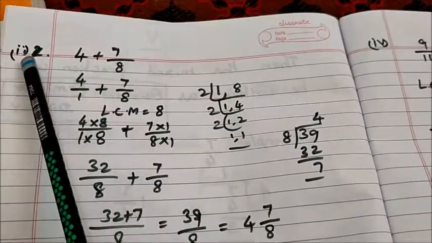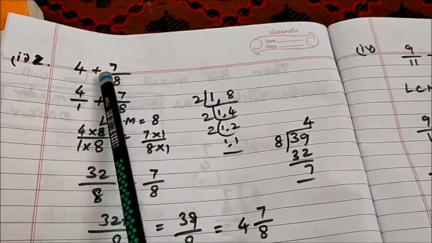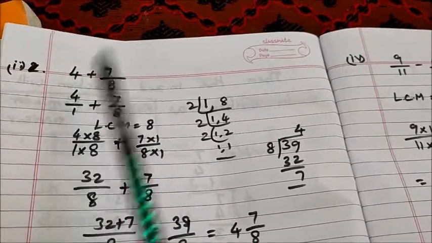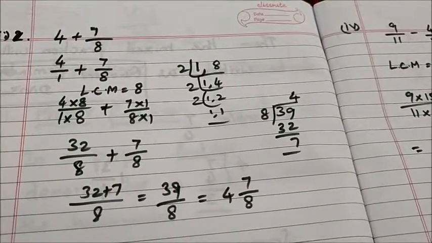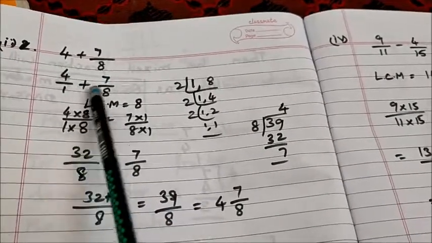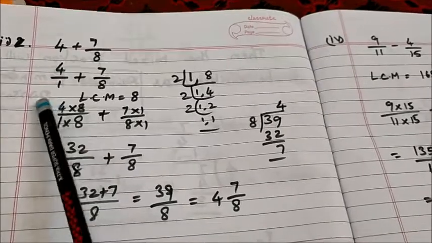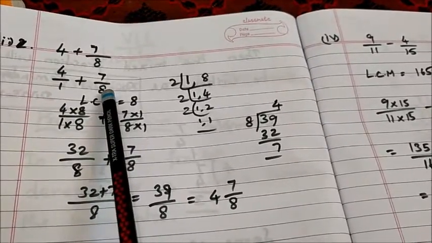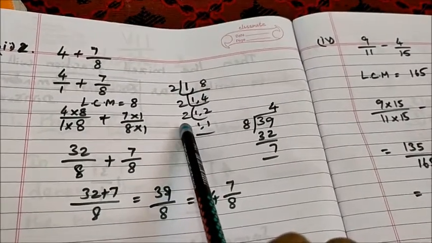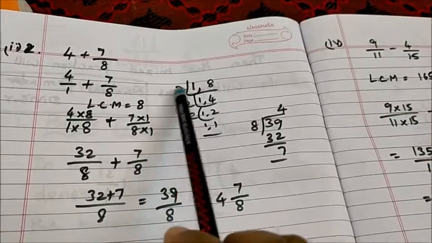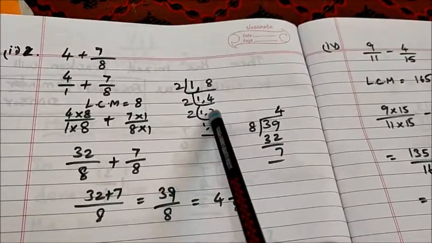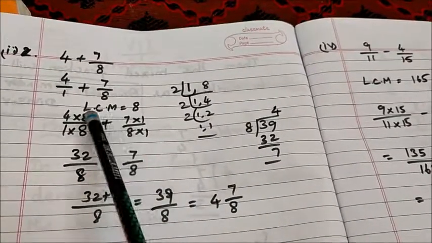Okay, second subdivision: 4 plus 7 by 8. Again there is no denominator here, but it is 1. Here 4 by 1 plus 7 by 8. Here also the denominators are different. We have to take the LCM. So 1 comma 8. Only prime factors we put here, and we try the least prime factor. So 2, 1, 4; 2 2s are 4, 1, 1. So we get LCM 8.